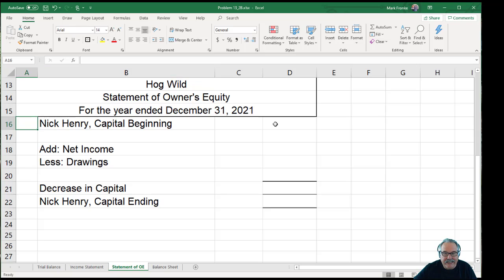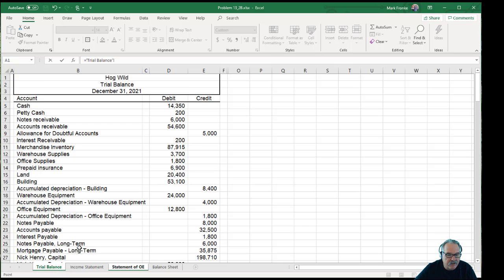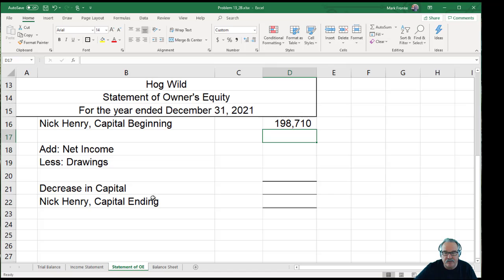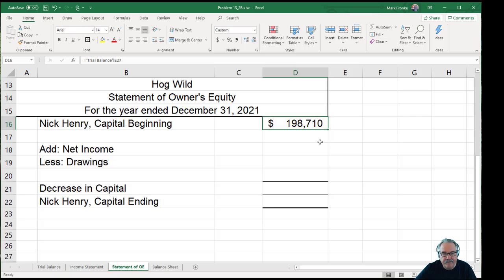And I'm going to take the capital balance off of the trial balance because the accounts have not been closed. So the balance on the trial balance for Nick Henry is $198,710. This comes right from the book. And let's throw a dollar sign on it, and maybe make it a little bit wider.